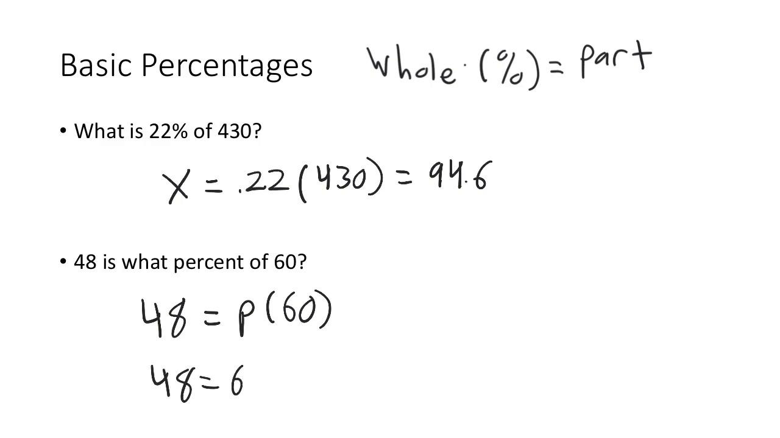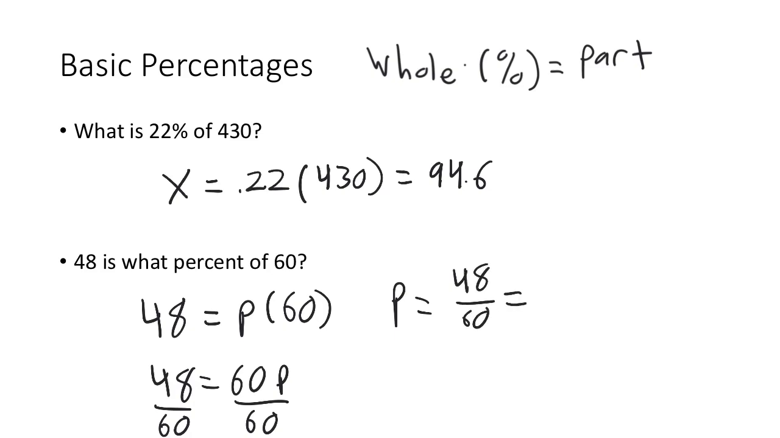48 equals 60p. Divide both sides by 60. We get p equals 48 divided by 60, which in decimal is 0.8. Now, when we report our answer, they want it in percentage form, and so we take our 0.8 and we turn that into the percentage form, which is 80%. So we conclude that 48 is 80% of 60.